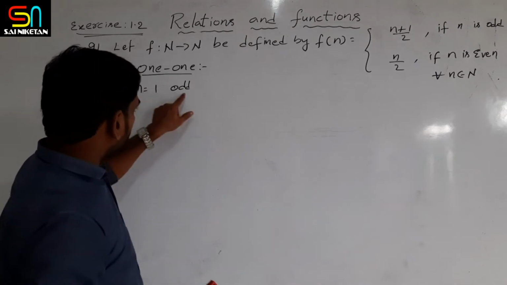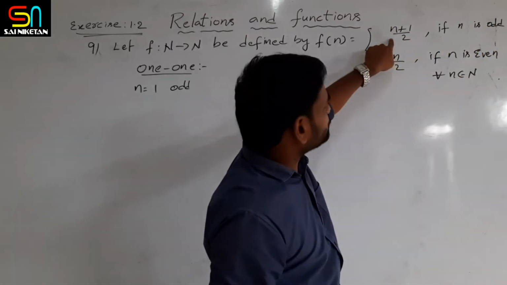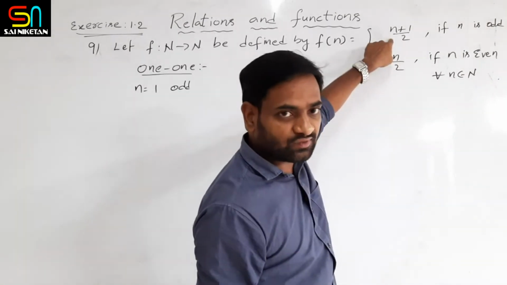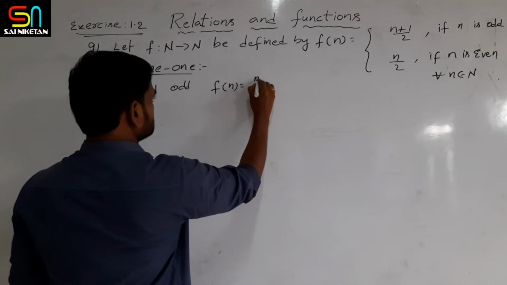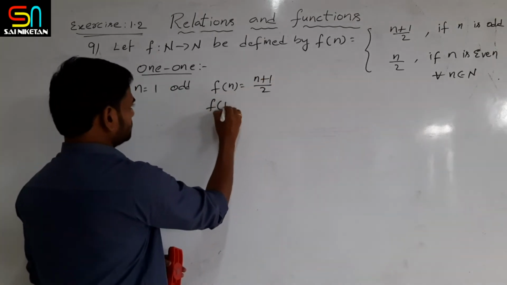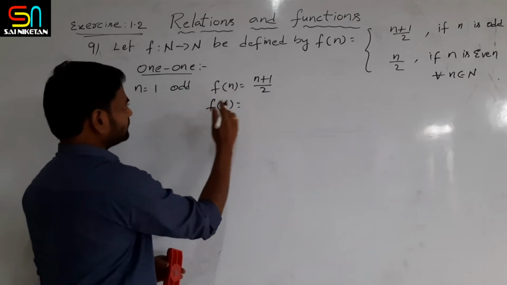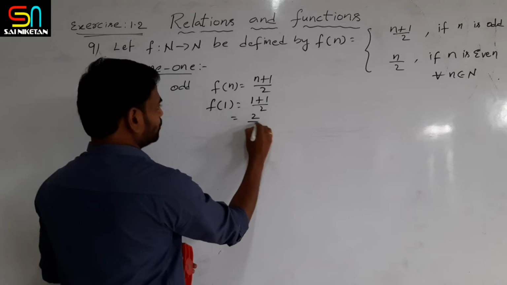When n value is odd, what is the function I have to take? n plus 1 by 2. That is, f of n is (n plus 1) by 2. That is f of 1, in place of n is 1: 1 plus 1 by 2, that is 2 by 2, that is 1.